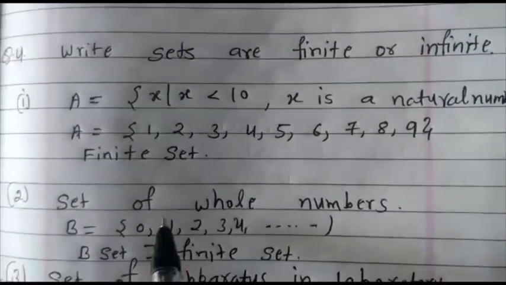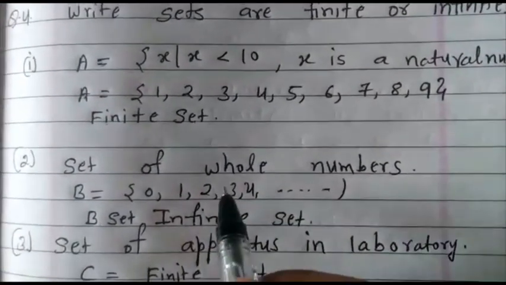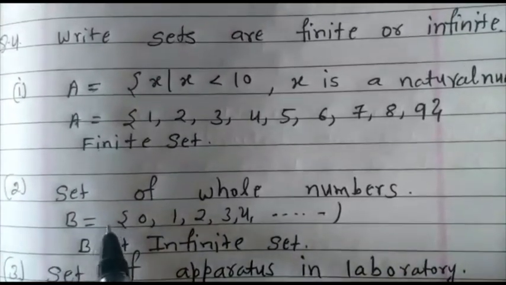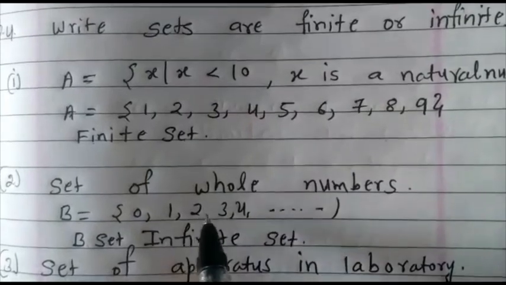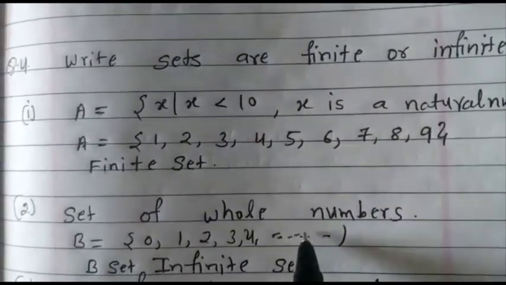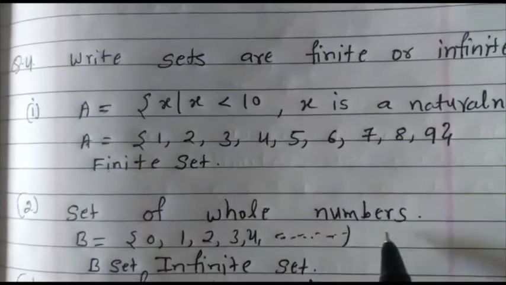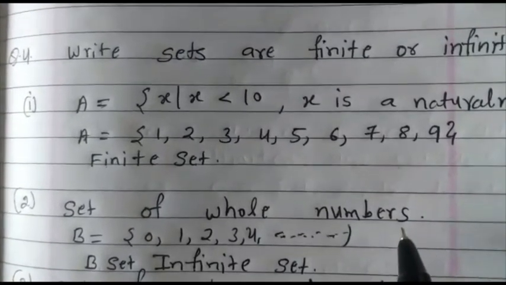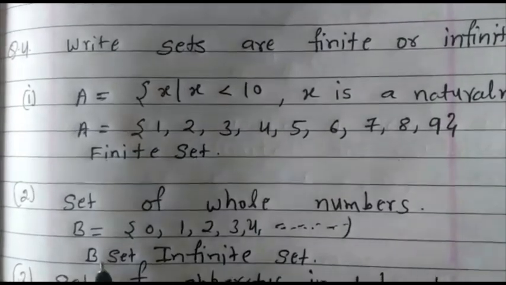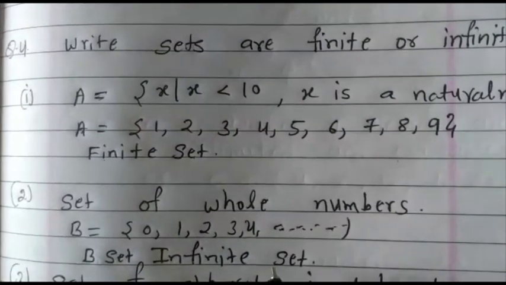Second question. Set of whole numbers. Again, how to write? Set B is equal to whole numbers. It starts from 0: 0, 1, 2, 3, 4 and so on. That means we are not able to count. Not countable. That means which type of set? Infinite set. Very good. Now set B is an infinite set.